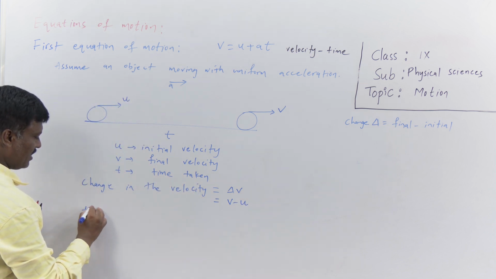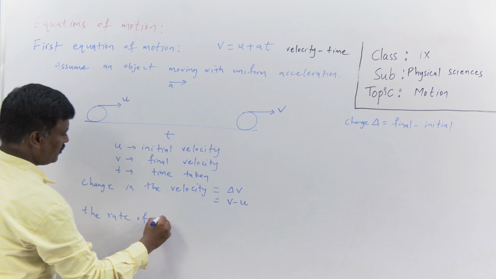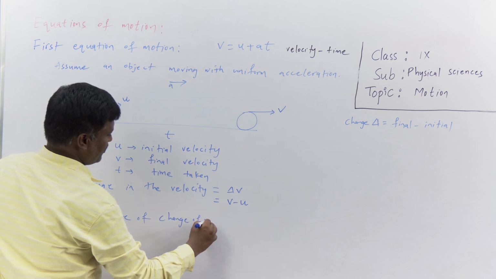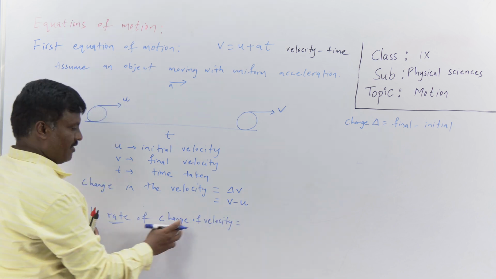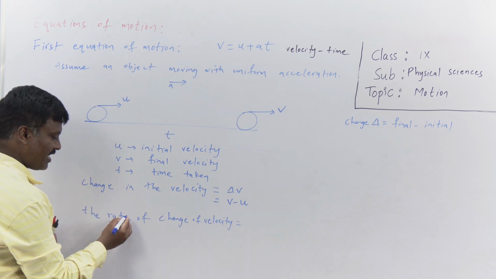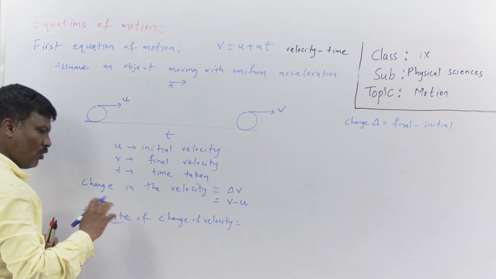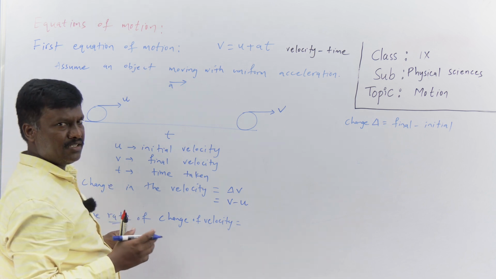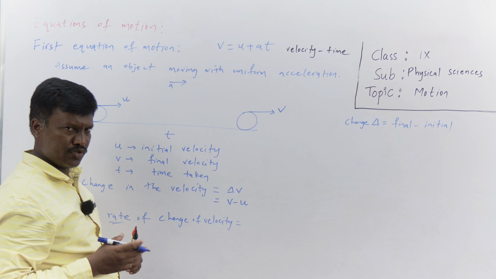Now I am going to write the rate of change of velocity. Rate means the velocity has changed, the change of velocity has happened. What does this rate refer to? This rate refers to how fast that change in velocity happens or how slow.